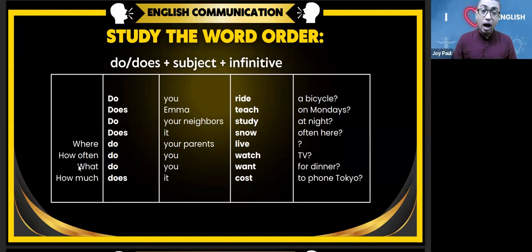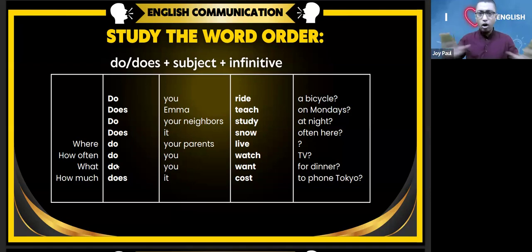Or you can say, what do you want for dinner? That means what you have to eat in dinner. Clear? How much does it cost to phone Tokyo? Create the question sentence, add does, and how much. So these are the few WH words and questions. Then you can create the question very easily and often.